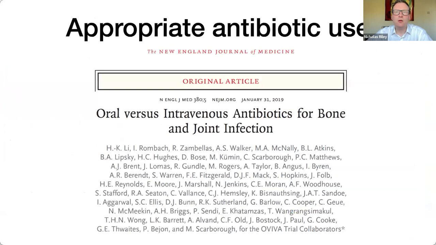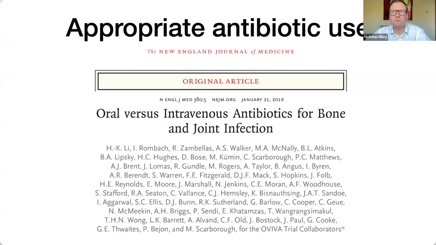This is an important paper. This demonstrates non-inferiority of intravenous antibiotics versus oral. So the patients' outcomes in both the oral and the intravenous arms were the same, but the oral patients were better able to adhere to their treatment regime and had fewer complications. So this demonstrates that if you are able to culture a bacteria which is susceptible to an appropriate oral antibiotic, it is very reasonable to use an oral antibiotic rather than 6 weeks of intravenous antibiotics.